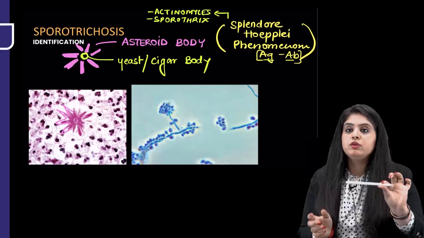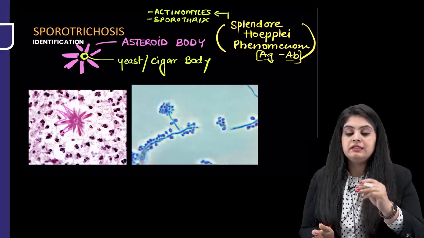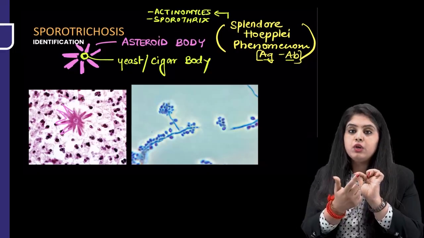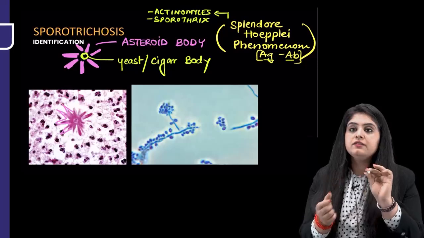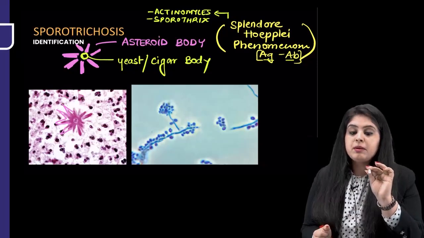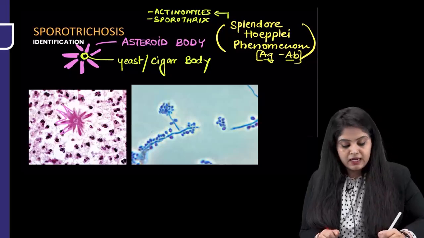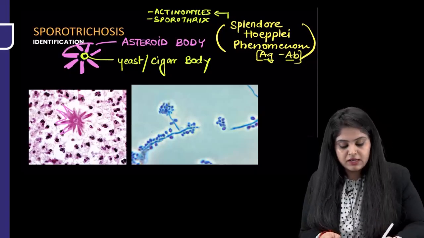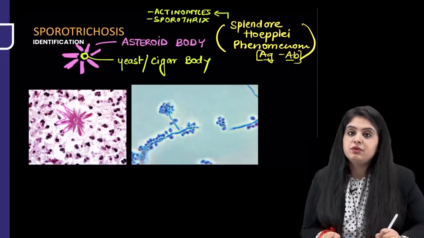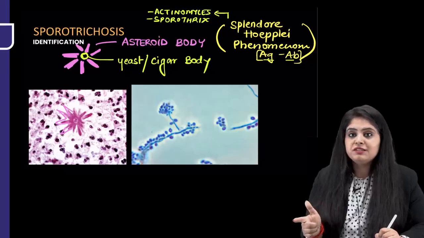A cigar is obviously going to be long like this, but they've shown you a cigar end-on, so it looks like a dot. Please remember, you're seeing it as a dot. That yeast, that organism, is the cigar body, and around it, all of this starry thing that you've got is the asteroid body. So you've seen the stars, you've seen the cigar.